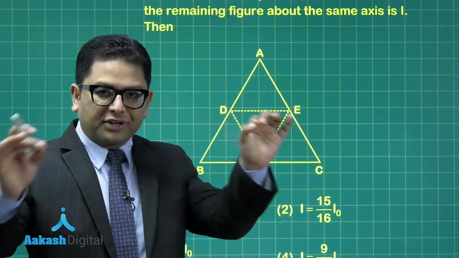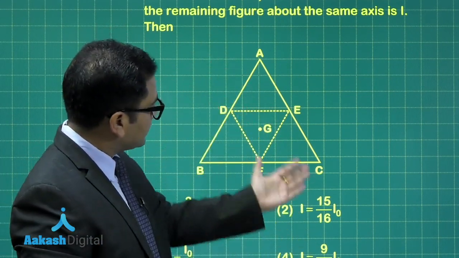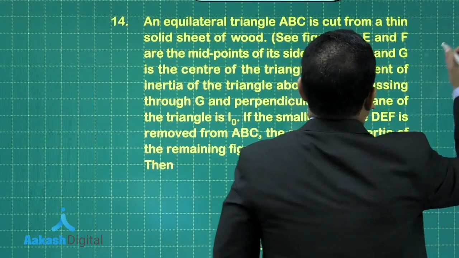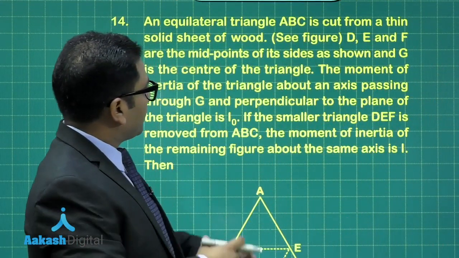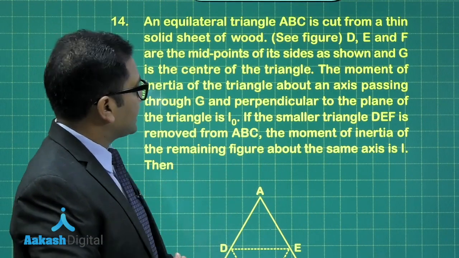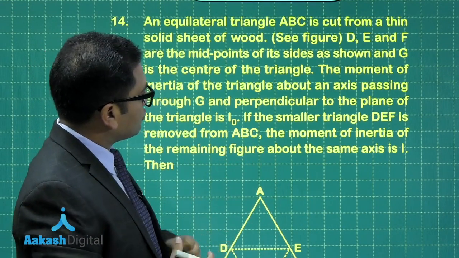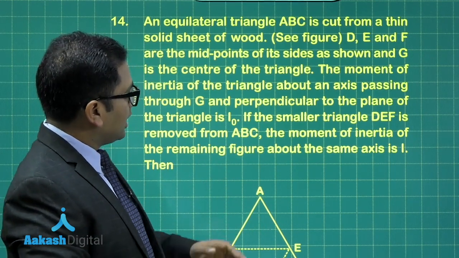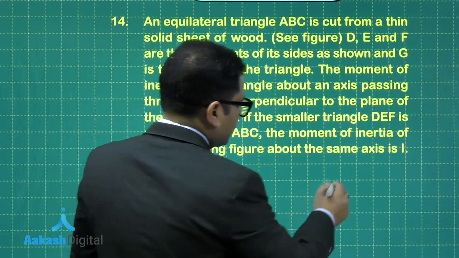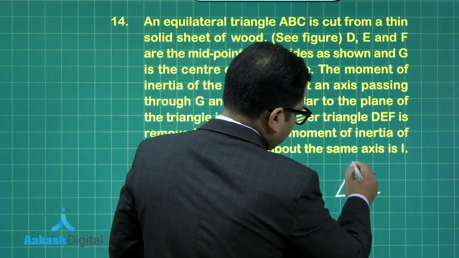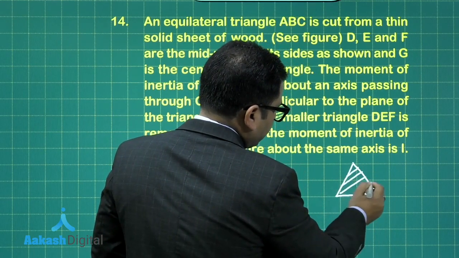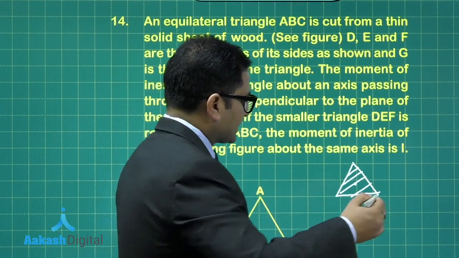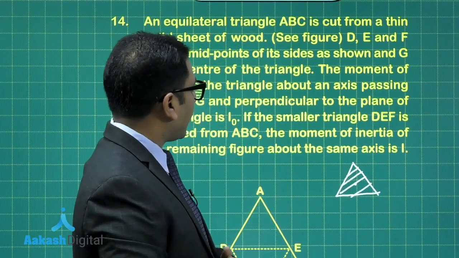That means it is not three rods making a frame, it's an entire plate. You need to understand that particular thing. Now let's see. D, E, F are the midpoints, and G is the center of the triangle. The moment of inertia of the triangle about an axis passing through G and perpendicular is I naught. Let me show it with the help of the figure here. So here is a triangular sheet, and there is a point which is G. The moment of inertia about an axis passing through G and perpendicular is I naught.